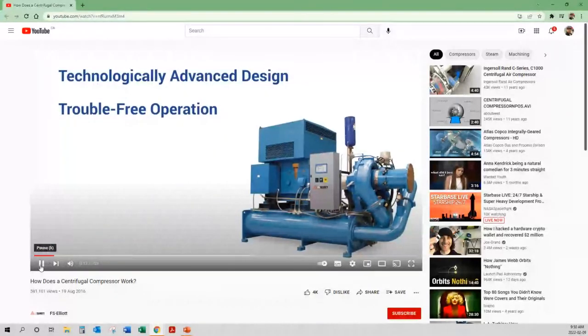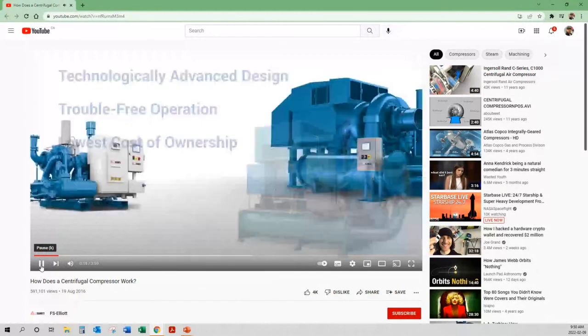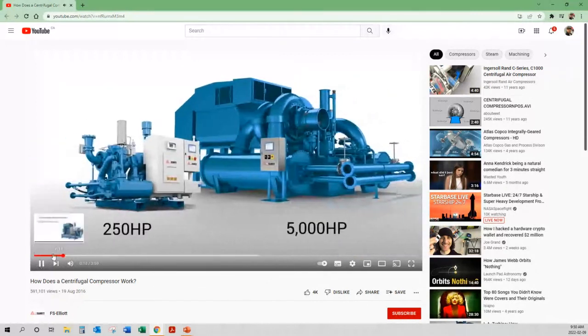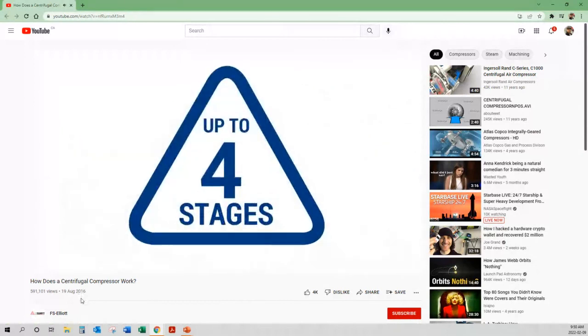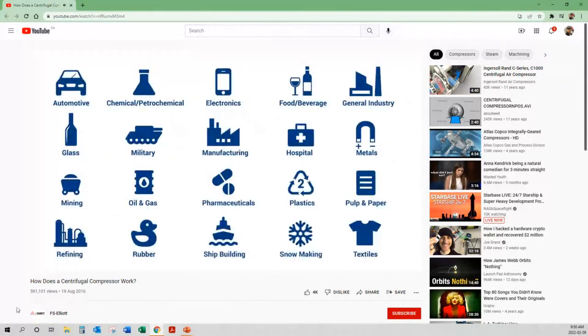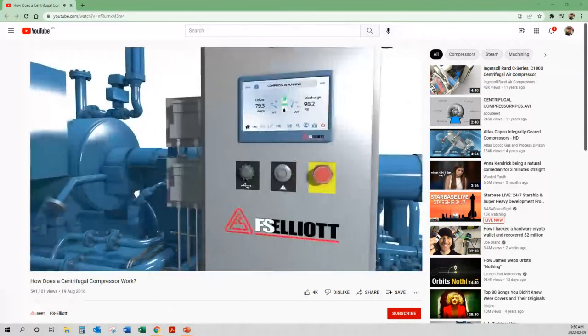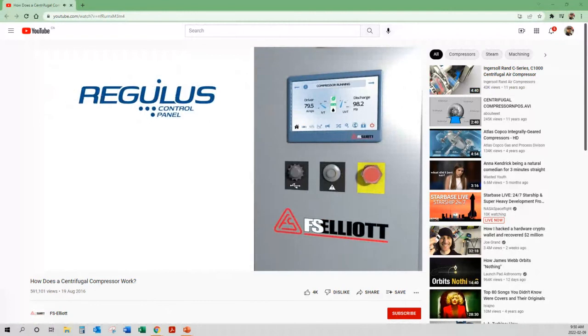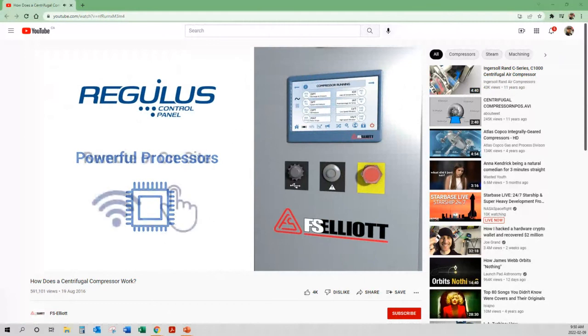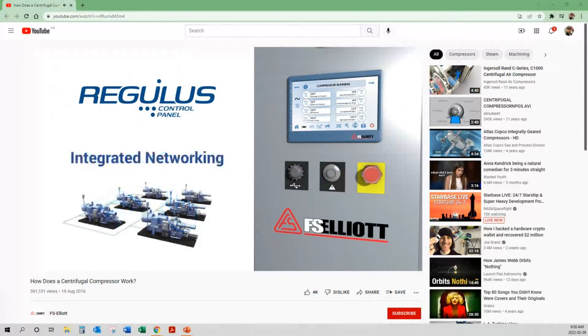With the lowest cost of ownership, offering a horsepower range of 250 to 5,000 with up to four stages of compression, our compressors are ideally suited to a broad range of industries. Every aspect of your compressor's performance is governed by our multifaceted Regulus control system. This easy-to-use central control system features the most powerful processors in the industry and can be used either remotely or at the site of the unit itself. With the unprecedented control provided by the Regulus system, a manager can operate one or more compressors at a time while simultaneously achieving the greatest energy-saving efficiency possible.